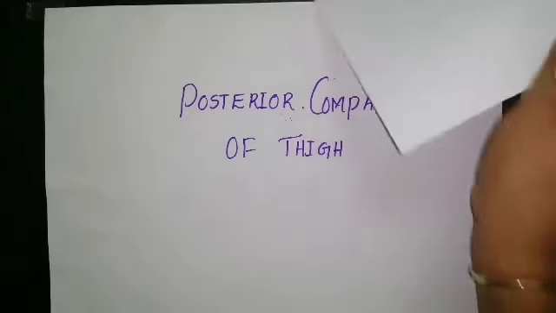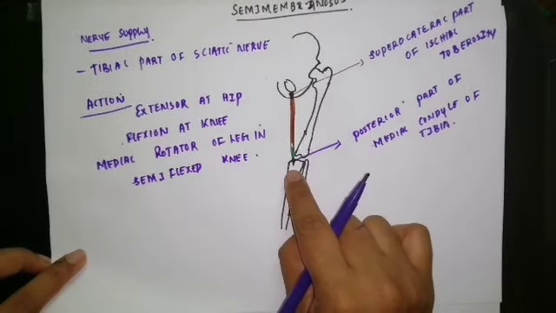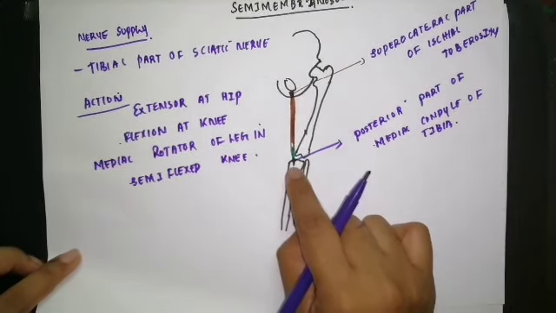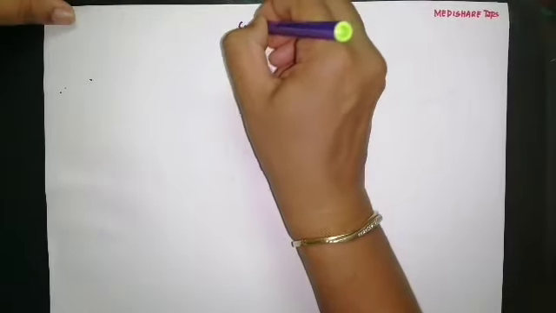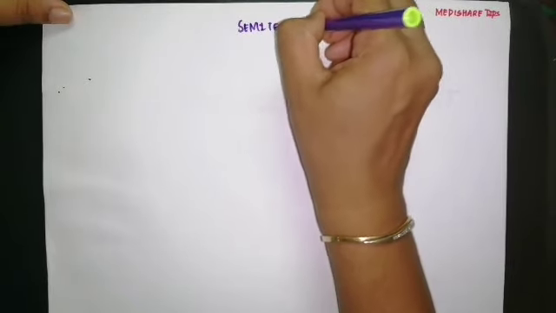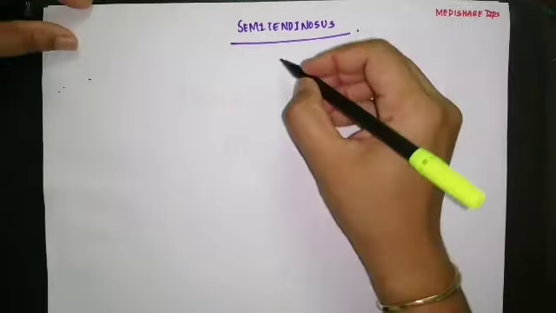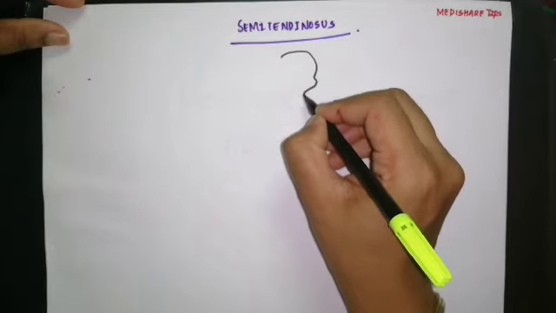And the other muscle which we are going to discuss is the semitendinosus muscle, and you can see that the semimembranosus muscle also runs along the medial boundary of the popliteal fossa. Now the semitendinosus. Now we'll discuss the origin and insertion of the semitendinosus muscle also.